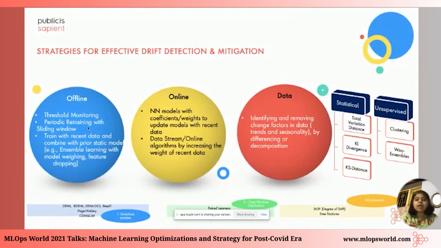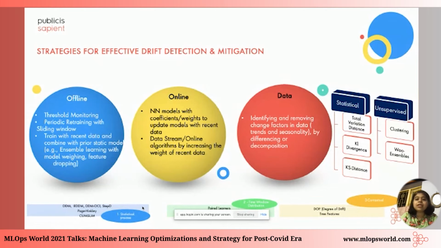When we talk about data, there are different change point detection mechanisms, as well as removing those change factors, like removing the seasonality trends by differentiation or decomposition. In terms of data, we can also look at statistical measures like total variation distance and KL divergence: how do we compare two different distributions, whether there is a drift or non-drift, like the KS distance. And there are some advanced mechanisms which you would like to go through after this talk, like early drift detection mechanism, because the DDM doesn't work in some cases, like Page-Hinckley and CUSUM, and these are mostly statistical.